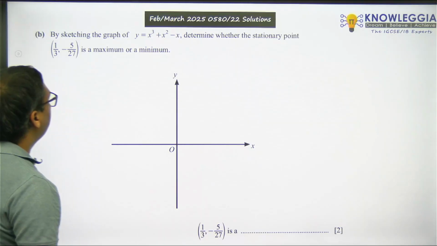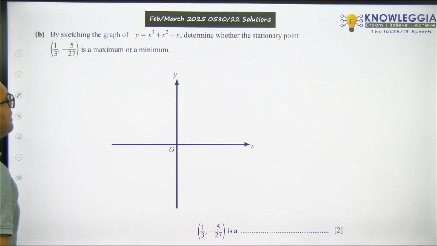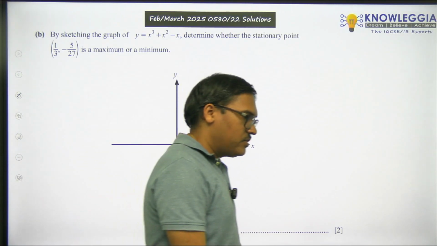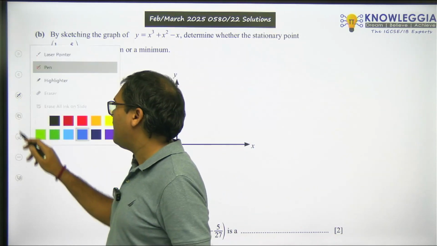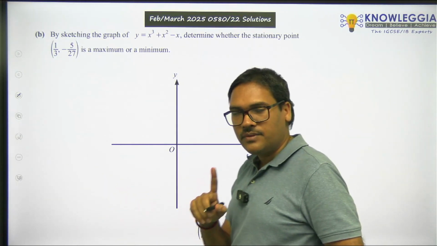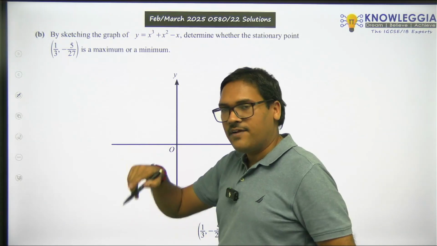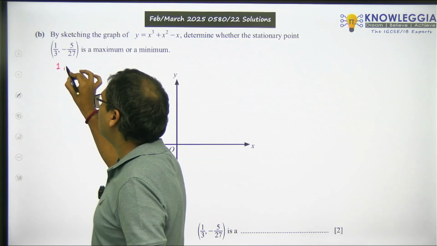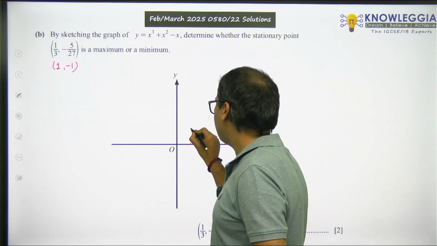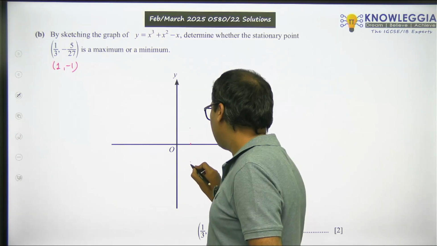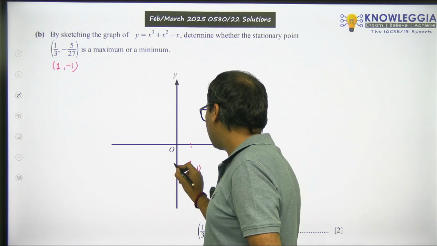Now, by sketching the graph, determine whether the stationary point 1 by 3, minus 5 by 27 is a maximum point or a minimum point. To sketch the graph, this is a cubic graph. It is given that it has a turning point 1 by 3 comma minus 5 by 27, and we have found the other turning point, 1 comma minus 1. Okay, so this is x equal to, let's say, 1, and this is minus 1.